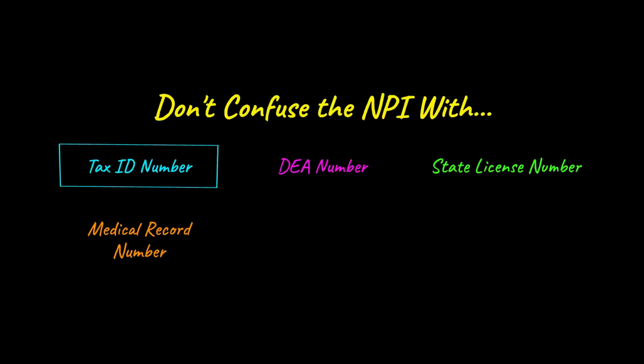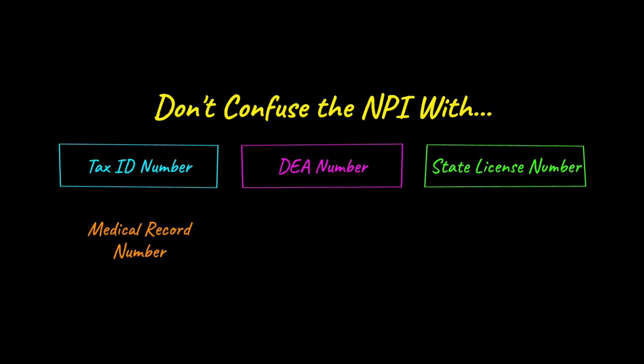The NPI identifies the provider, not the patient's supplies or diagnosis. It's also distinct from the tax identification number used for taxes, the DEA number for prescribing controlled substances, state license numbers, and patient medical record numbers. Each serves its own separate purpose on a claim.